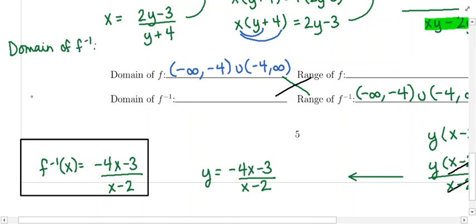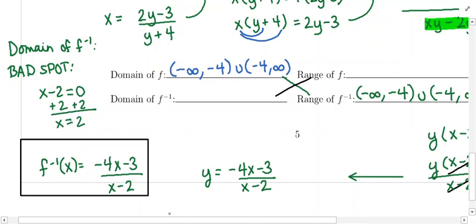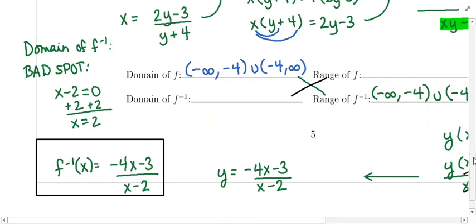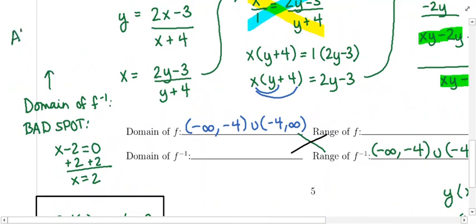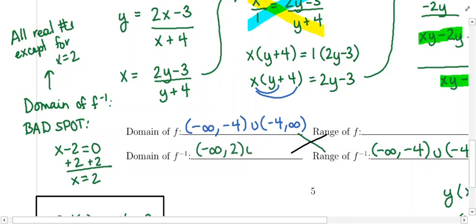The domain of f inverse. Since this is a fraction, let's figure out the bad spot. The bad spot is when the bottom is equal to 0. So set the bottom equal to 0 and solve. The bad spot is going to be 2. So the domain of f inverse is going to be all real numbers except for x equals 2, except for positive 2.